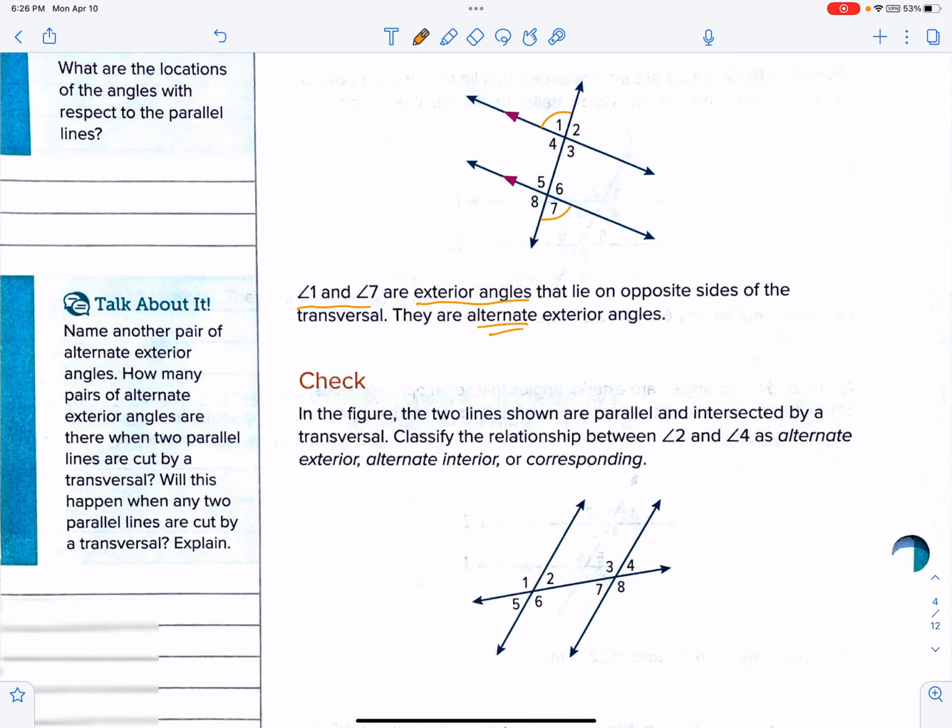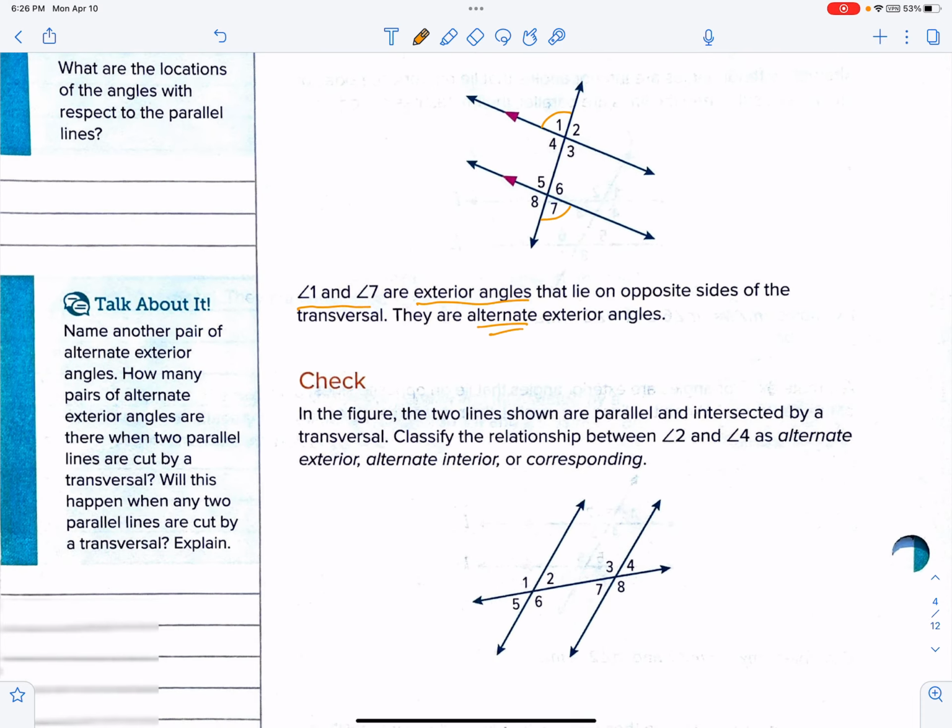Okay, so what would you say angle 2 is with angle 4? First be looking and realize that you want to always be identifying your parallel lines. So here's your parallel lines, and then we can see our transversal poking through there. So angle 2 and angle 4, are they on the same side as each other? Well, yes, they are. They're on the same side of the transversal, because here's the transversal right here. So 2 and 4 are on the same side. If they're on the same side, they automatically are called corresponding angles, and they are the same because they're in the same location where the transversal intersects there.